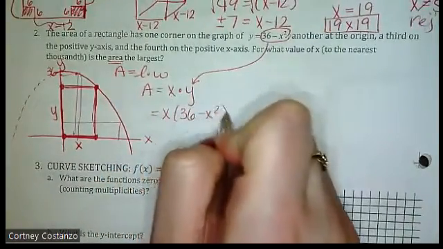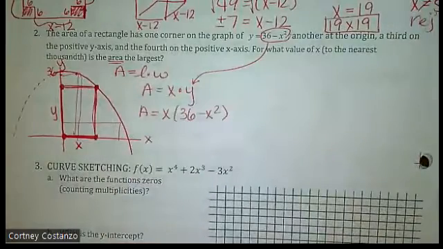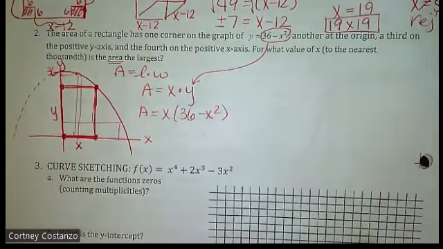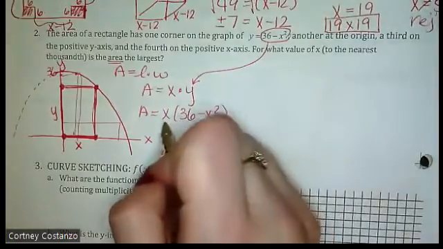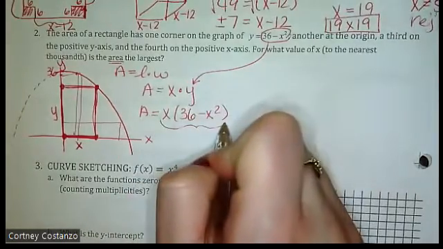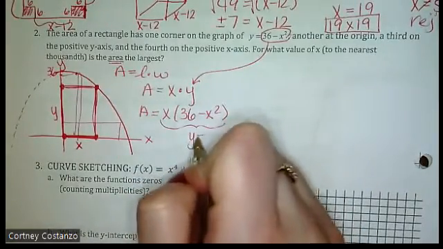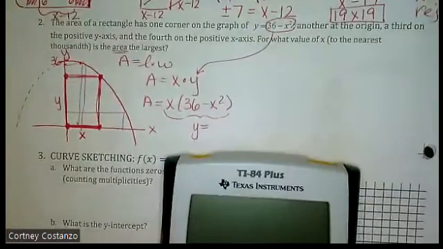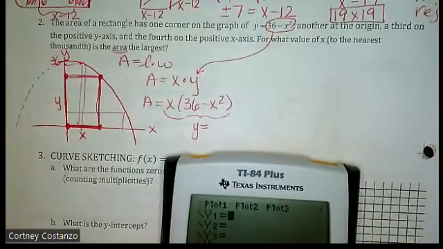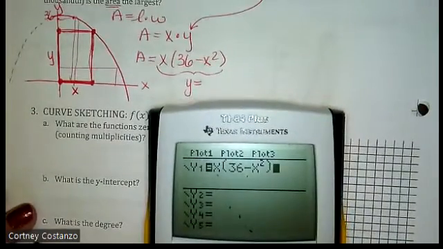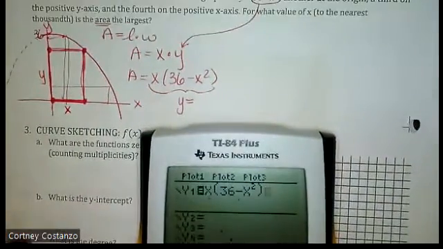If I can set up an equation in terms of just one variable, I can now use my calculator to help me figure out the maximum or the largest area. So I'm going to head over to my calculator, and this whole equation is going in my y equals. So I'm going to go over to my y equals: x times (36 minus x) squared is going in my y equals screen.